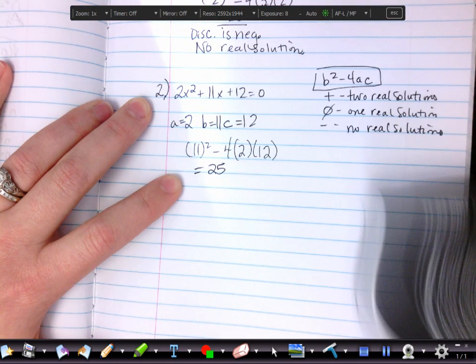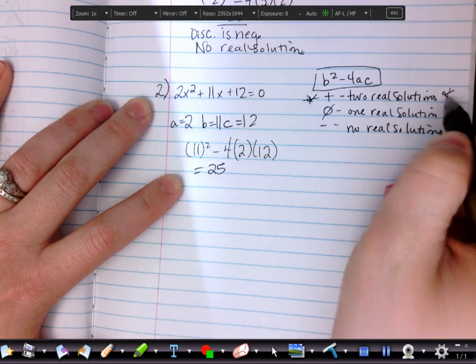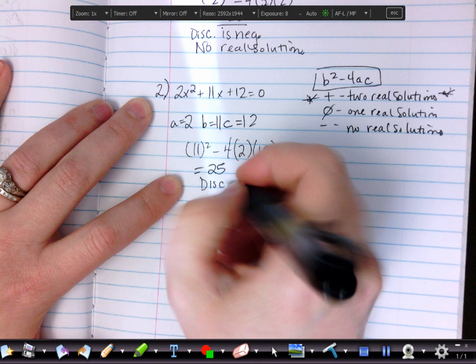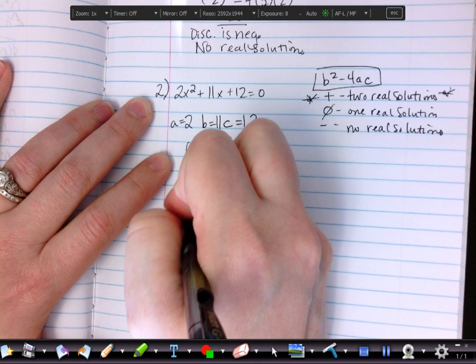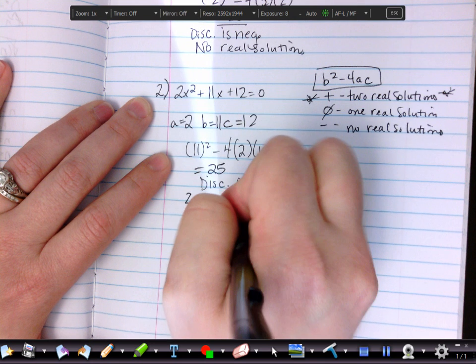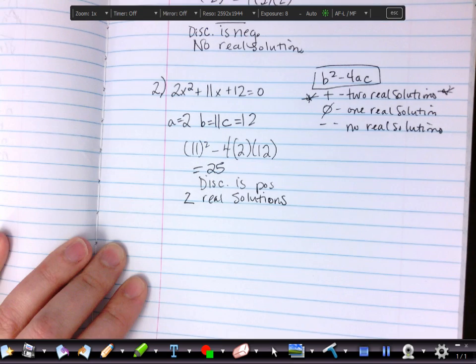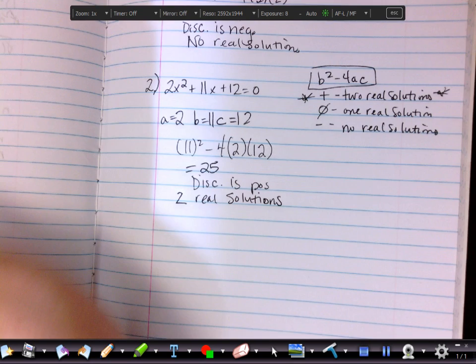So my discriminant is positive, which means there are two real solutions. So I have to write not just the 25. Discriminant is positive. Two real solutions. Make sure that you have that down before you move on. We'll take a look at number 3.